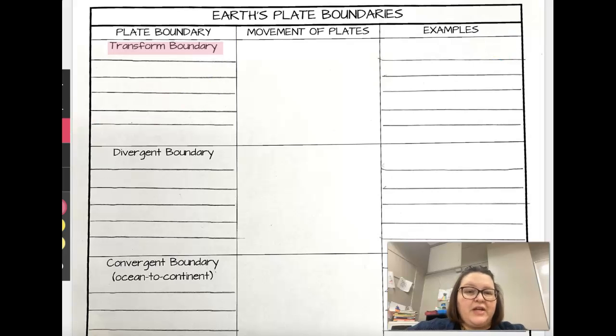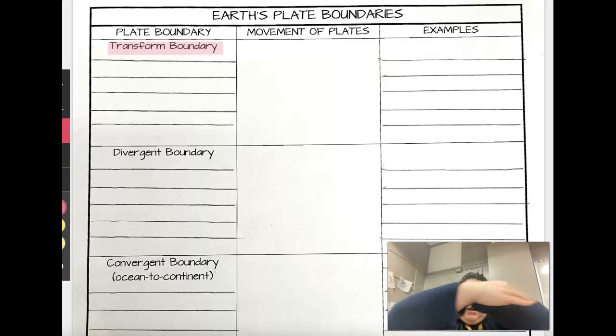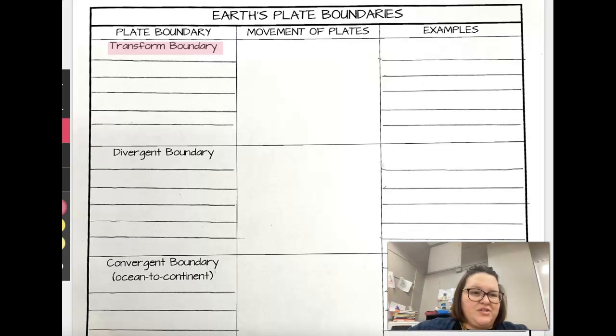So, a transform boundary is when two plates move past each other. So they slide past one another. They kind of go like this. I hope you can see my arms. They kind of go like this. They slide past each other. So let's write down that scientific definition for transform boundary.